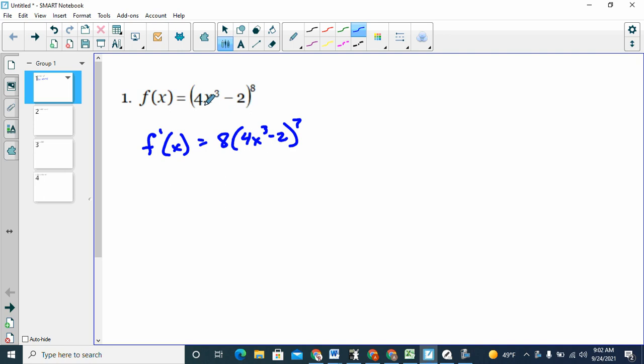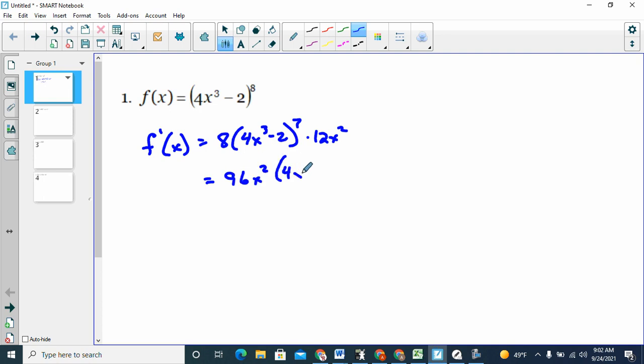And then the chain rule says we need to then multiply times the derivative of the chain, which in this case is 4x cubed minus 2. So the derivative of 4x cubed minus 2 is 12x squared. And then we can multiply 8 times the 12x squared, 96x squared, times 4x cubed minus 2 to the 7th.